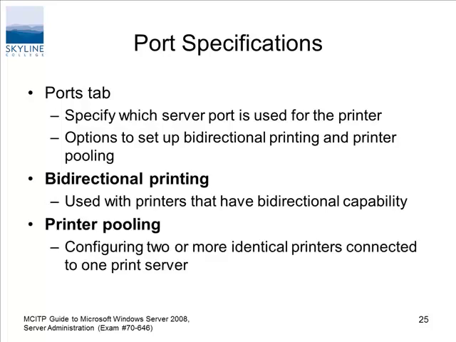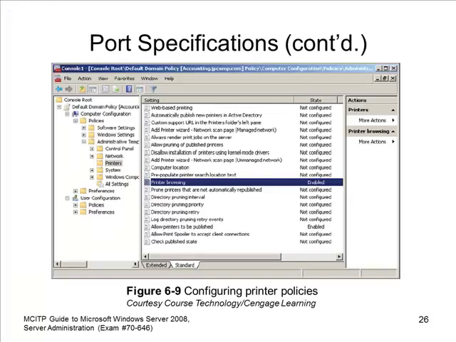Printers have bidirectional capability. Pooling configures two or more identical printers connected to one print server. Two or more identical print devices, two or more devices that use the same print driver. And that's the key here, is they got to use the same print driver. If you don't, one of them will work and one of them won't, obviously.